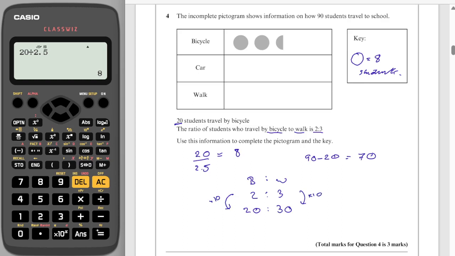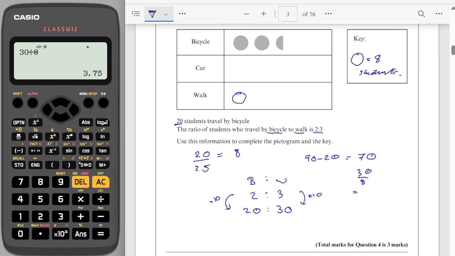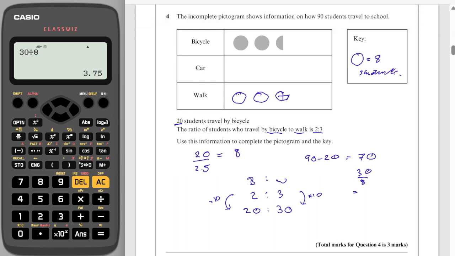So I need to represent that. So 30 divided by 8 is going to be equal to, and that'll tell us how many circles we need to draw. So we're looking at 3.75. So I need to do 3 3/4. So there's 1, there's 2, and then I'm gonna call that 3/4. And then so far, that means that we've accounted for 50 students.